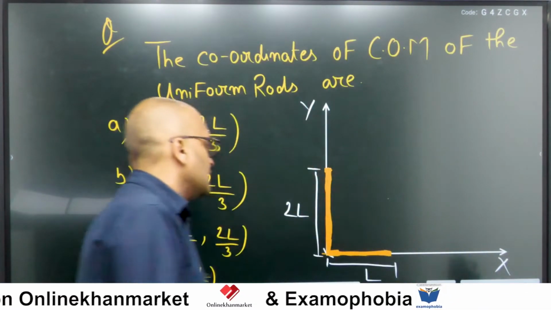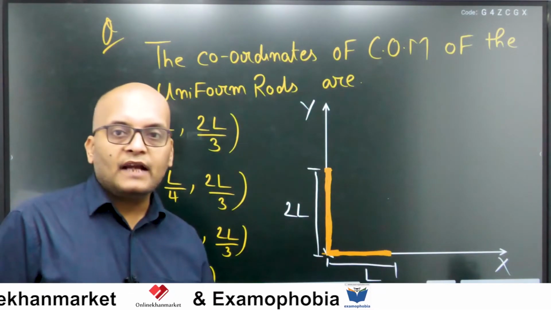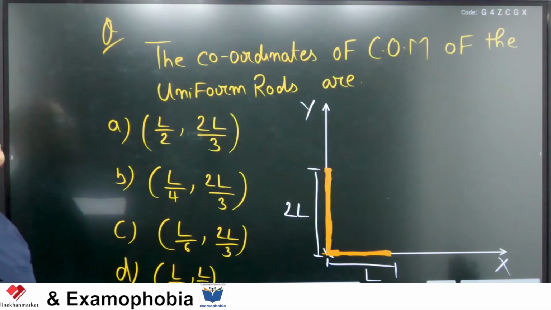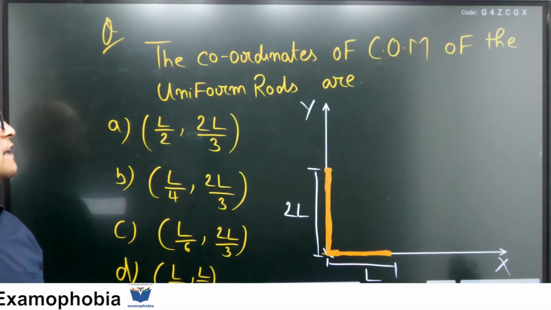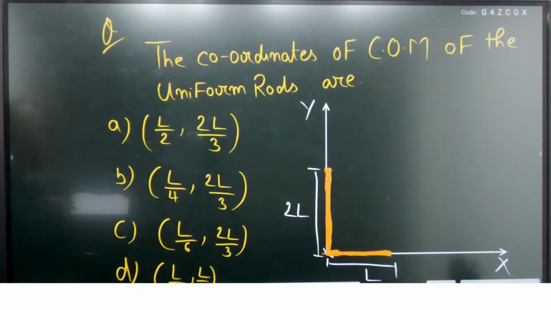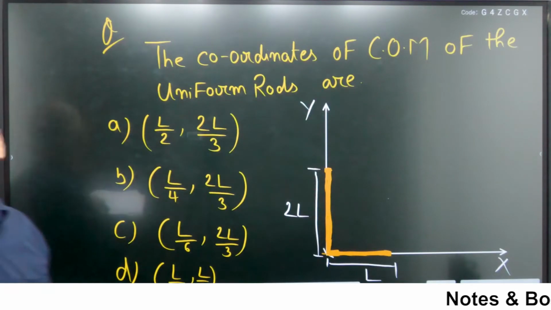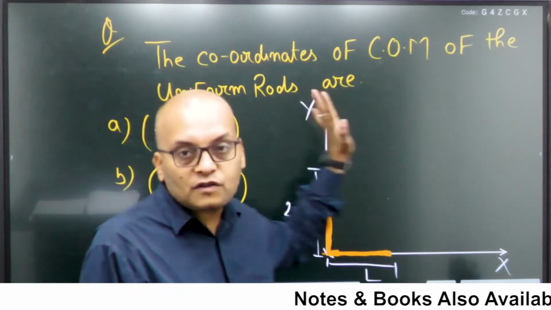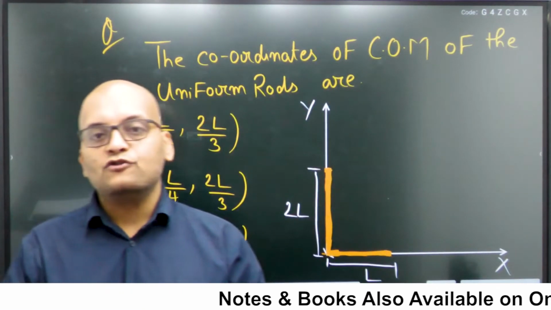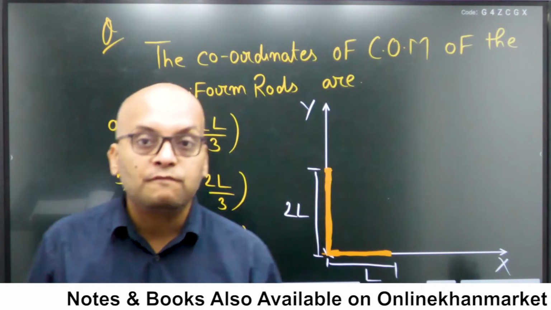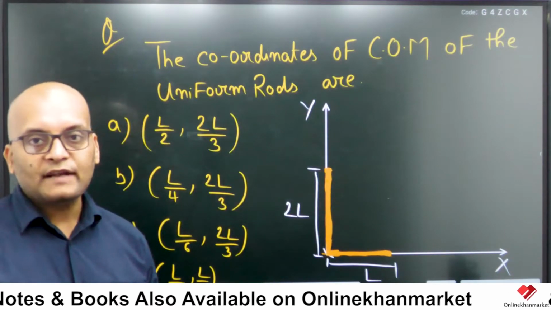Moving ahead. Now as you can see, there is a question and we are going to apply the technique here. The question is that the coordinates of center of mass of the uniform rods are L upon 2 and 2L upon 3. Sorry, I read it wrong. The coordinates of center of mass of the uniform rods are, so a system is given to us and it is asking what are the coordinates of center of mass for this system, right?